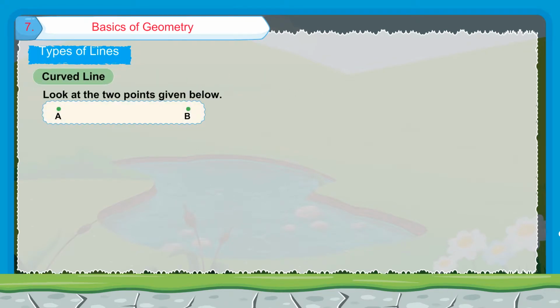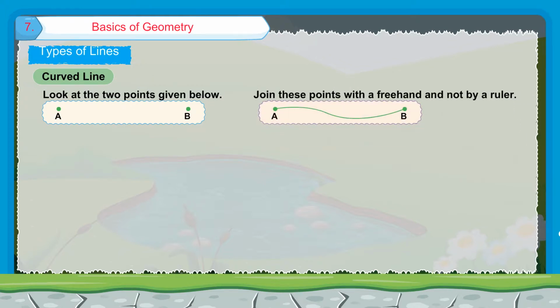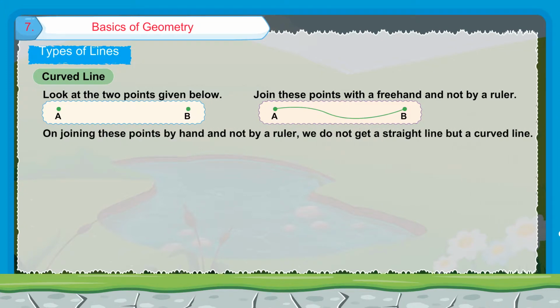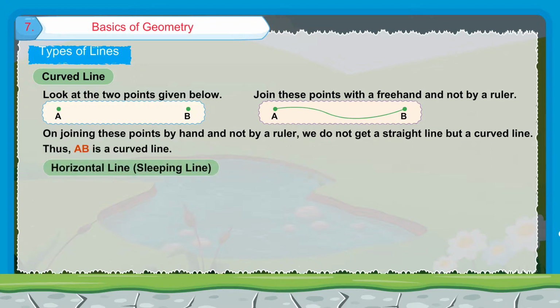Types of lines. Curved line. Look at the two points given below, A, B. Join these points with a free hand and not by a ruler. On joining these points by hand and not by a ruler, we do not get a straight line but a curved line. Thus, AB is a curved line.